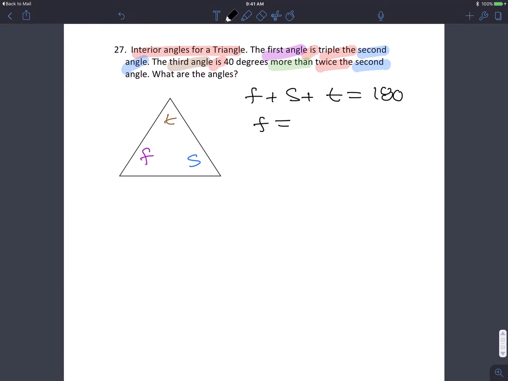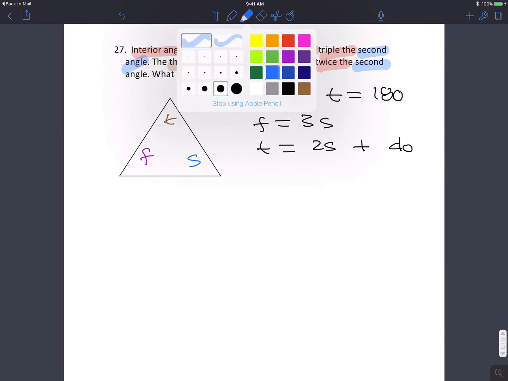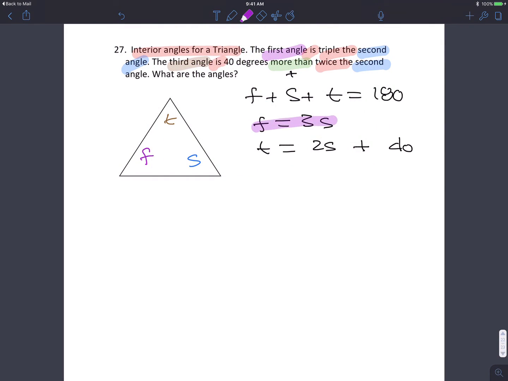First is triple the second, 3 times S. The next one's going to be that the third is 40 more than, that's addition, remember, more than's addition, twice the second. This switches, 2S, and this will be a 40. Let's now substitute here. Okay, my first is 3 times the S. Here's the first. Third is 2S plus 40. Here's my third. And don't forget that I leave my S here alone.